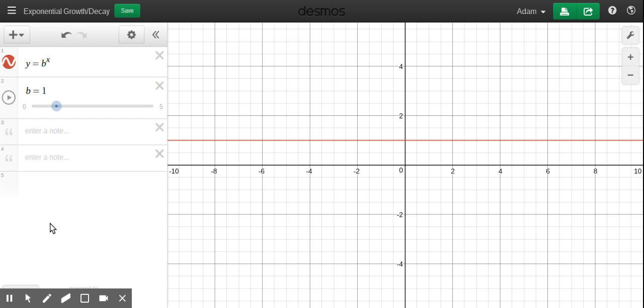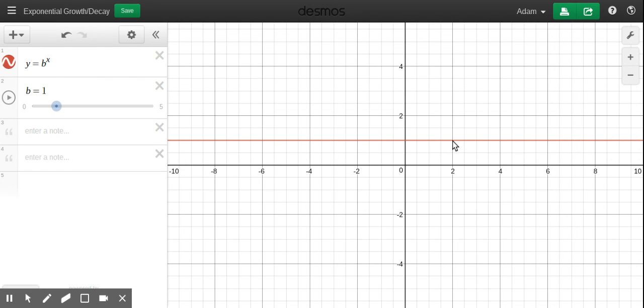Hello. Right now we're going to start by looking at exponential functions and their growth or decay. I have an exponential function typed in here, y equals b to the x power. Right now b is 1, and notice it's just a horizontal line.